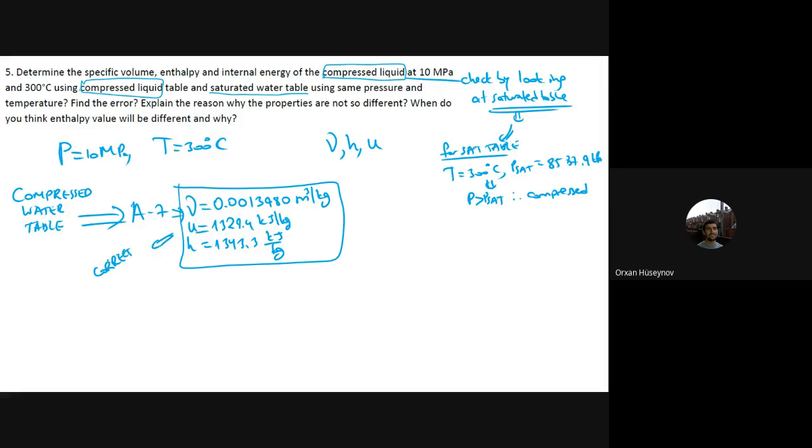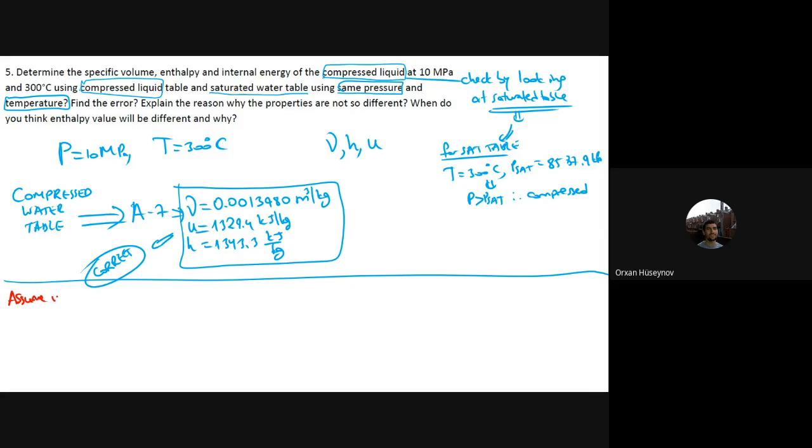Now I'm going to find the values, instead of using the compressed liquid table, which is characteristic to compressed liquid only. I'm going to use the saturated water table. In one case, I will look at the pressure, which is given here. In the second case, I will look at the temperature. Now let's do it. So now I will assume values by saturated region.